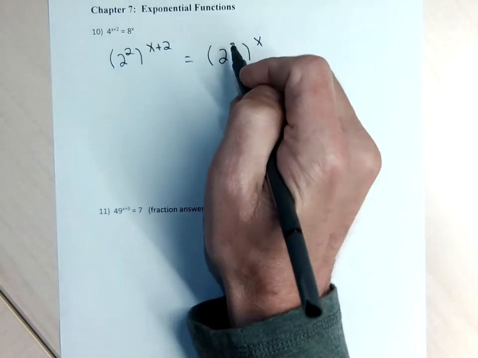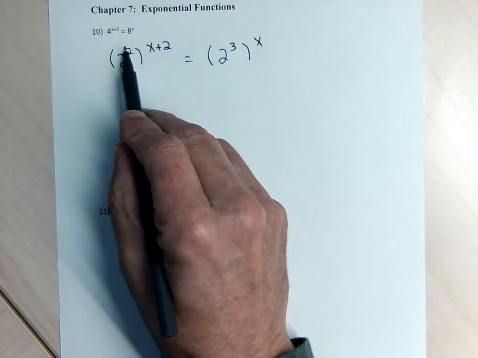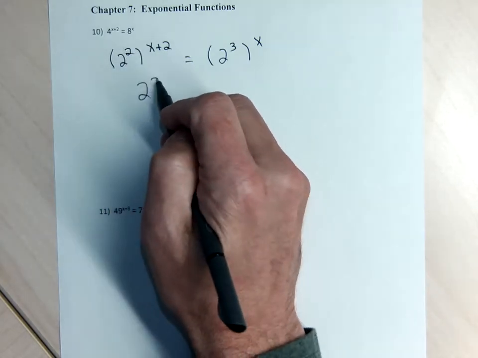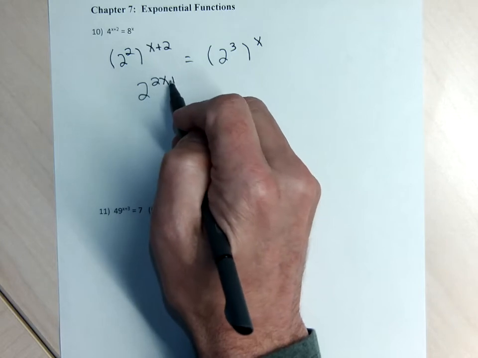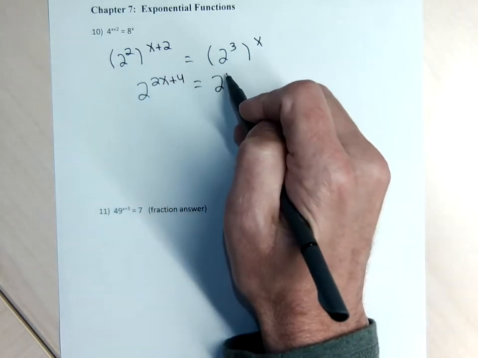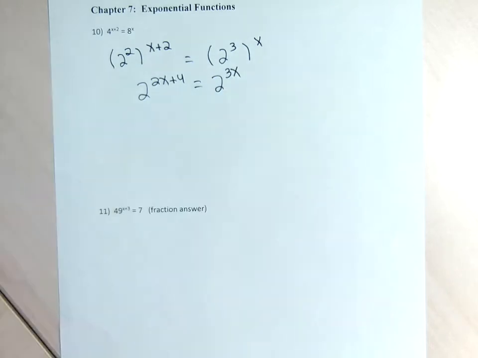Now I'm going to clear the parentheses by multiplying the exponents. On the left-hand side, 2 times x and 2 times 2. So the left side will give me a 2x plus 4. The right-hand side, clear the parentheses by multiplying the 3 times x.